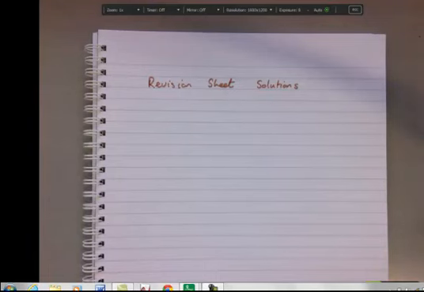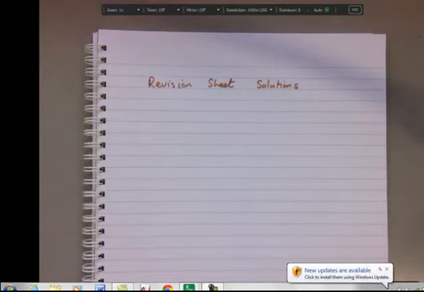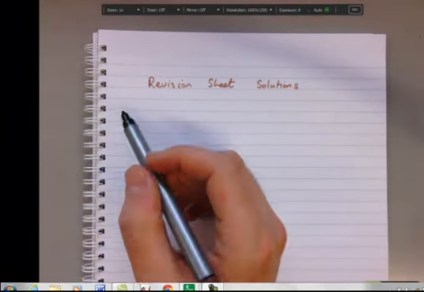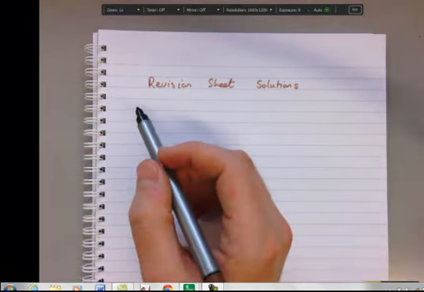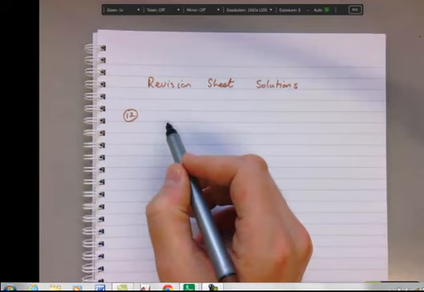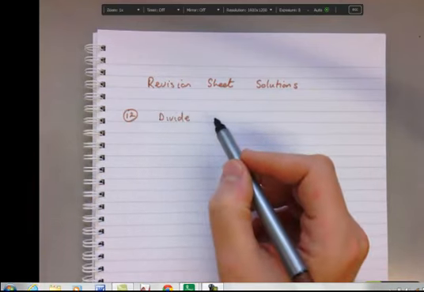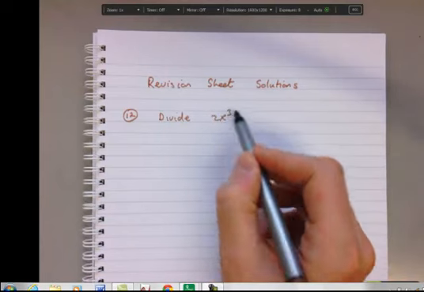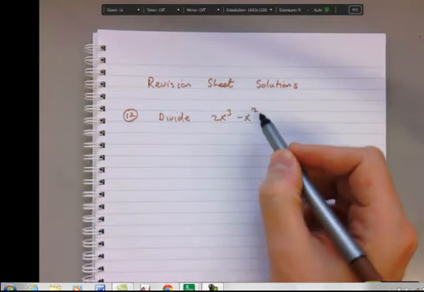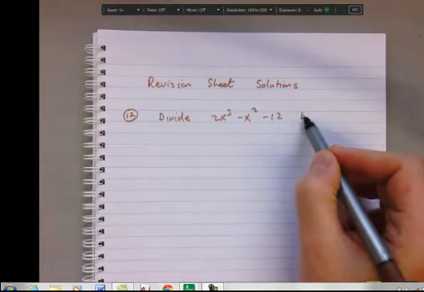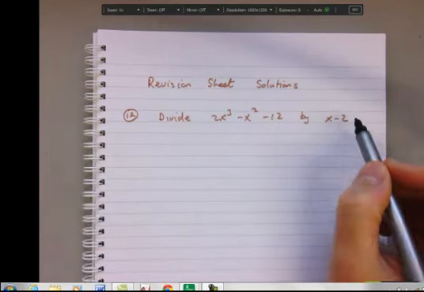Okay, this is a video of some solutions to the last three questions of a revision sheet that I had given you guys. So I'll write the questions for you anyway, and you can take a look at how they develop. This question, it's question 12, and the question says divide 2x cubed minus x squared minus 12 by x minus 2.